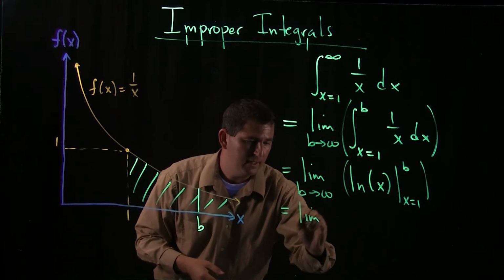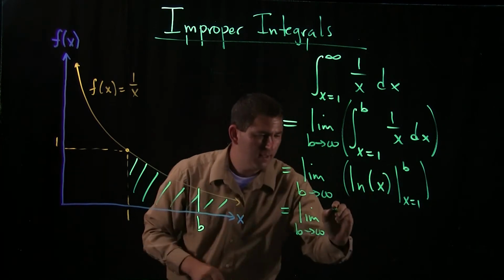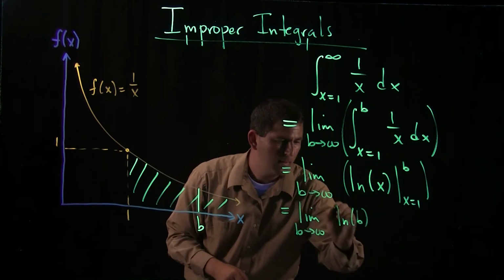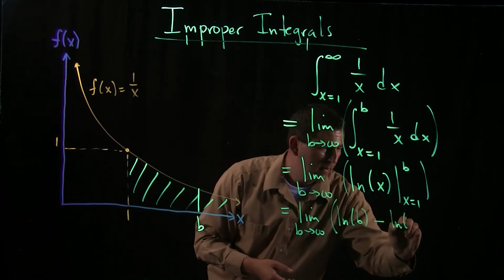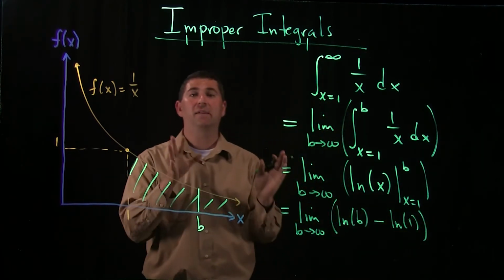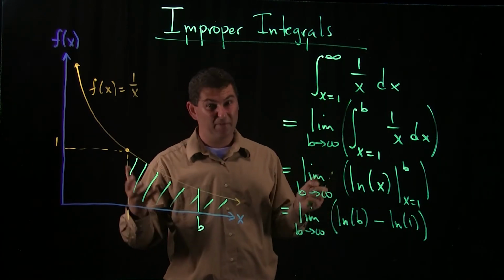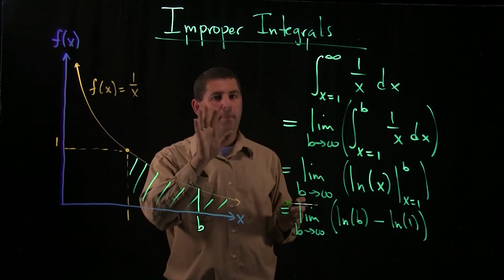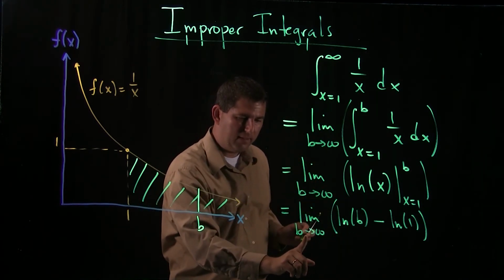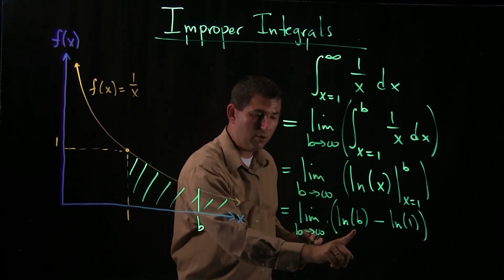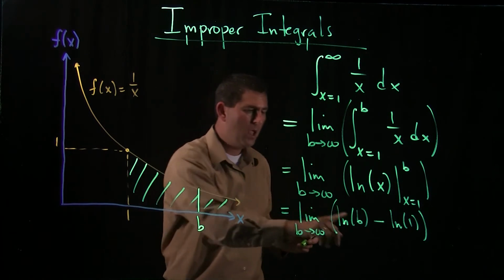Okay, I copy my limit again. And now, by the fundamental theorem, I take ln of b minus ln of 1. Now, normally, it's at this point I'd like you to kind of recall what is ln of 1, since people tend to forget that quite easily. But we're not even going to need it, because look at this first bit. We have the limit as b goes to infinity of the natural log of b minus, well, just some constant, whatever it is. It's 0.